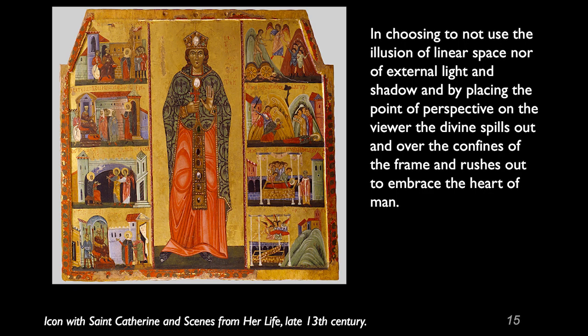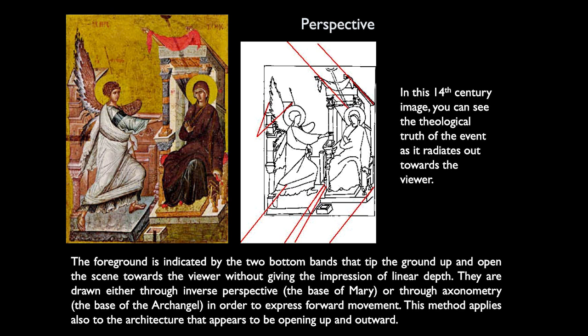So in choosing not to use the illusion of linear space, nor of external light and shadow, and by placing the point of perspective on the viewer, the divine spills out over the confines of the frame and rushes out to embrace the heart of man, a human, I should say. This form of perspective is very different from the perspective found in Western European art and challenges the culture's way of seeing art. So in this 14th century image, you can see the theological truth of the event as it radiates out towards the viewer.